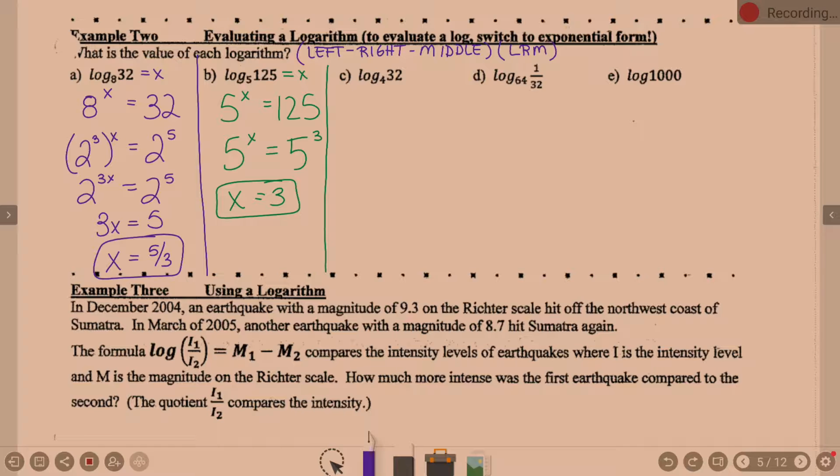Okay. Do you know what to do on C then? Log base 4 of 32. I don't know if you need the visual or not, but I'm going to say equals x. What's that equation I'm writing? 4. Okay, left, right, middle. Base of 4 raised to the x on the right equals the 32 in the middle.